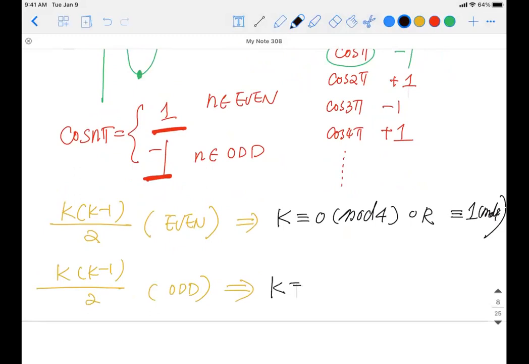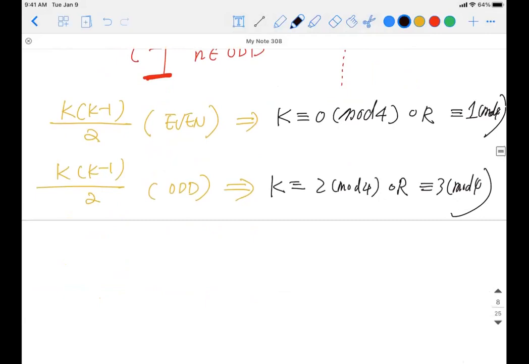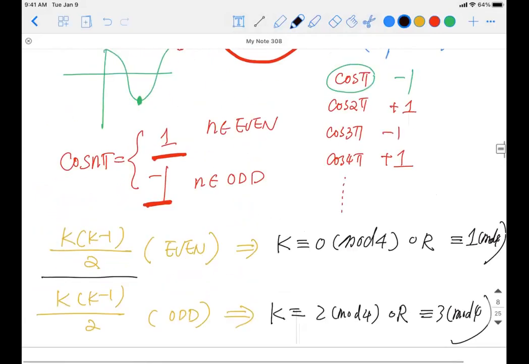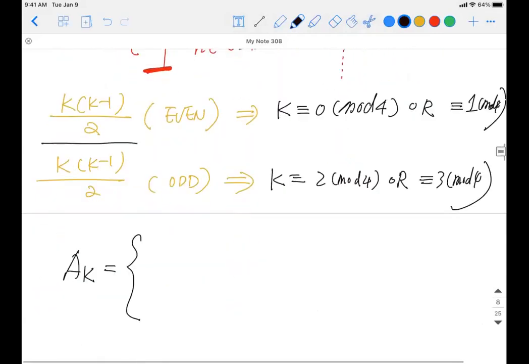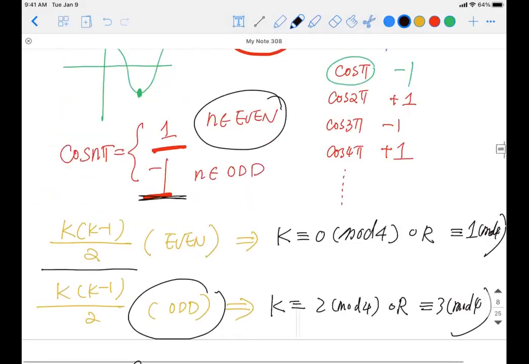Or as long as k is congruent to 2 modulo 4, or congruent to 3 modulo 4, this expression will be odd. Very understandable, right? This is not rocket science. So if I consolidate and write this down, as long as this is even, the cosine value will be 1. As long as this is odd, the cosine value will be -1.